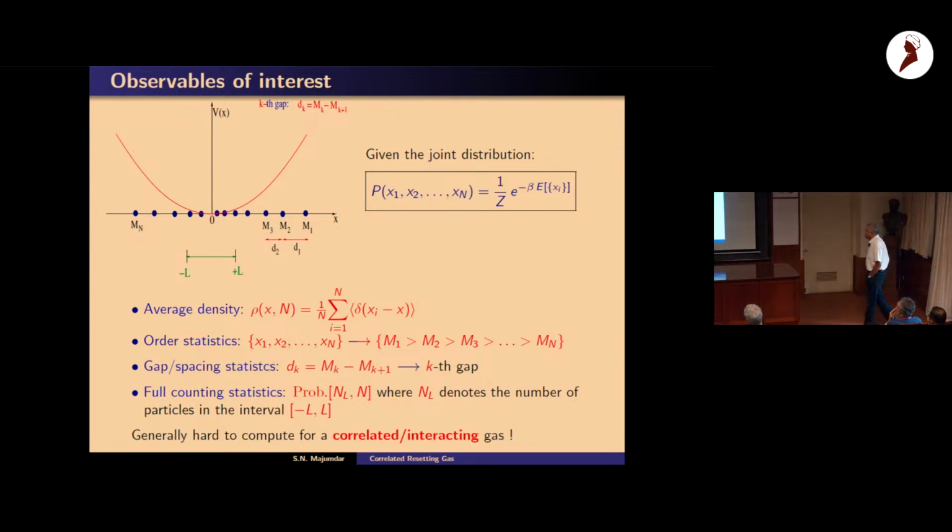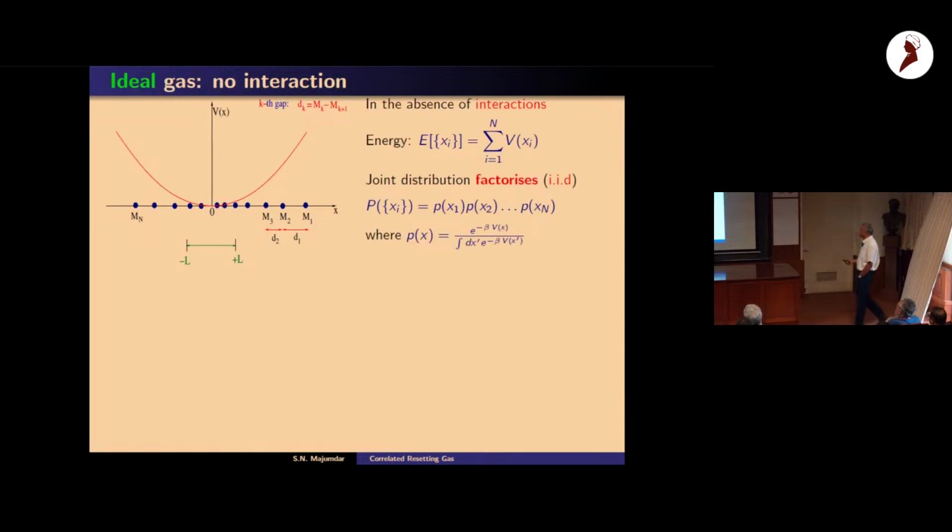So there are all these observables, and in general, they are very hard to calculate for a correlated or interacting gas, in particular when there is a long-range interaction between the particles. So the easiest example is when there is no correlation, which is just the ideal gas. In the case of an ideal gas, a non-interacting gas, the total energy is just the sum of the external potential, V of x_i.